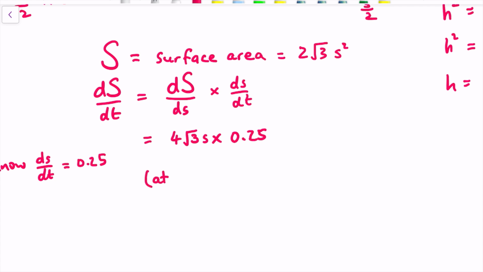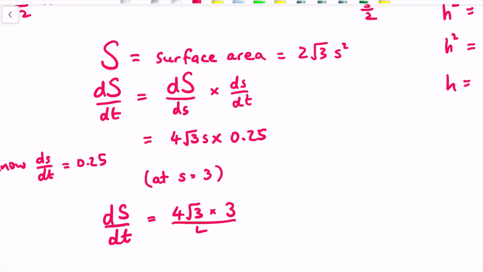So at s equals 3, when the side length was 3, the surface area is increasing at a rate of 4 times root 3 times 3 times a quarter, which is divided by 4. So the answer is 3 root 3. And you can evaluate that as a decimal if you'd like. Surface area is centimetres squared, and time is in minutes, as I said before, so we're consistent.